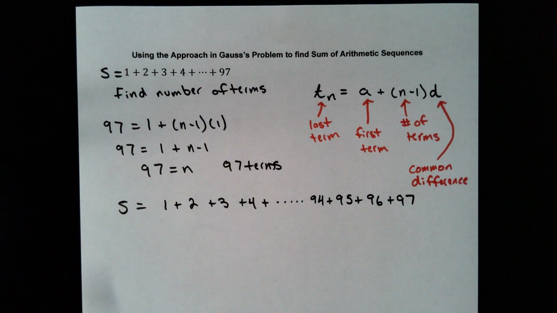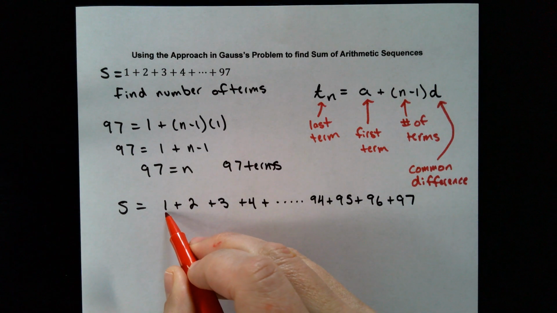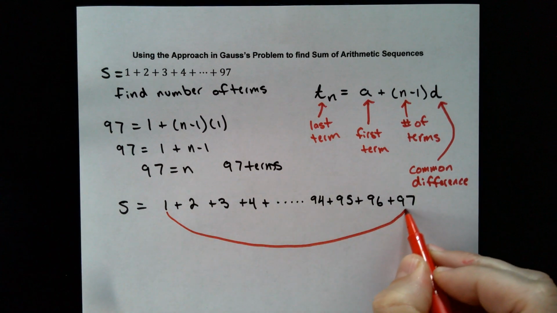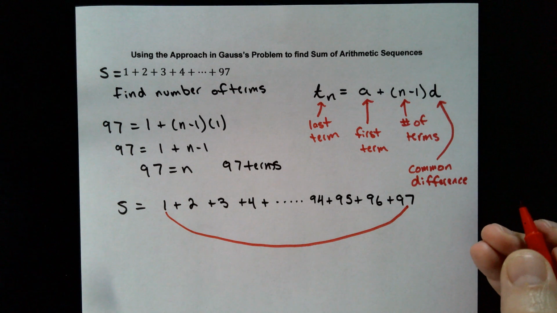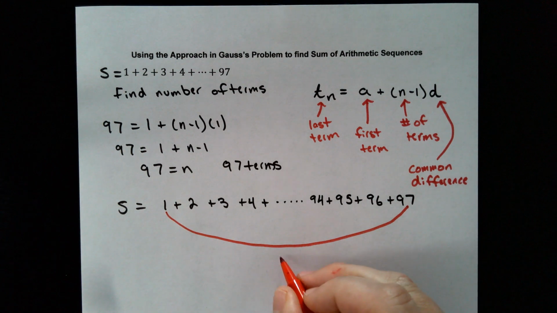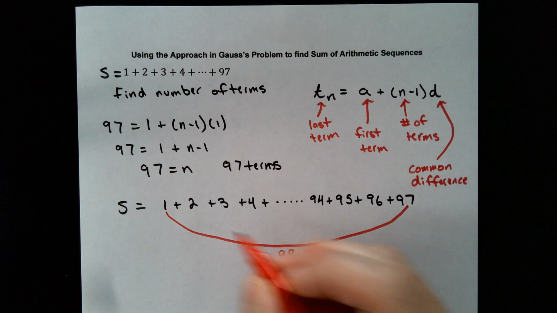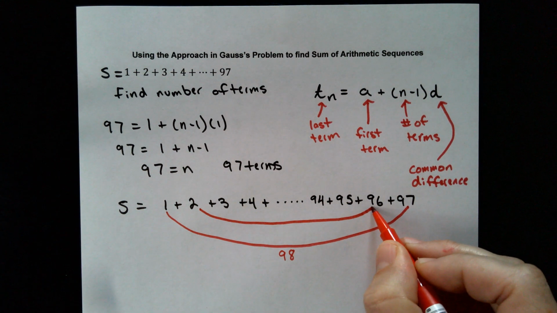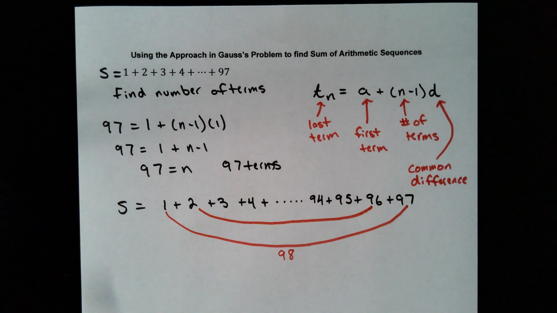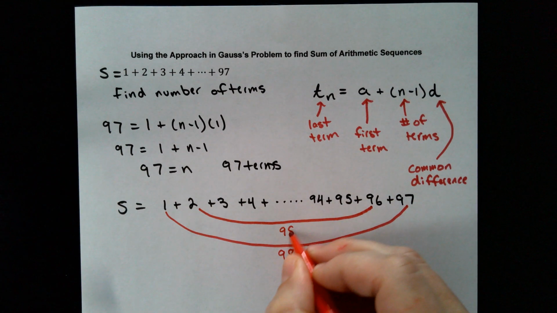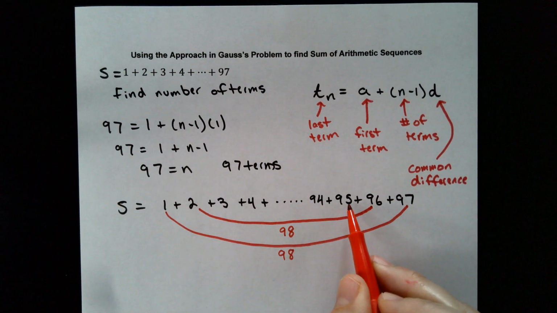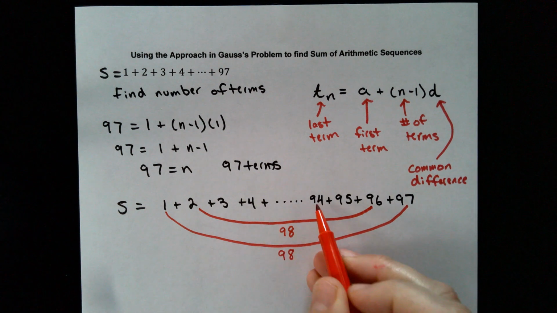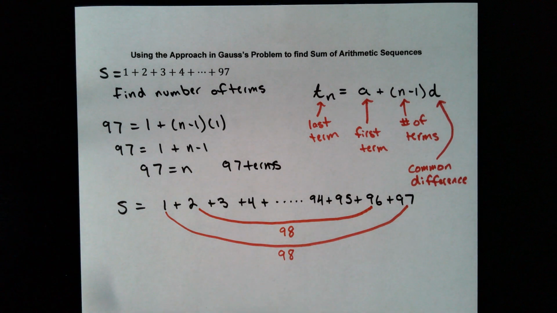But notice what happens if I pair the first term with the last term. If I pair those together, what do I get as the sum? 98. What would happen if I paired the second term and the second to last term? I also get 98. And you can see that this pattern continues. 3 and 95 give you 98. 4 and 94 give you 98. So all these pairs give you 98.